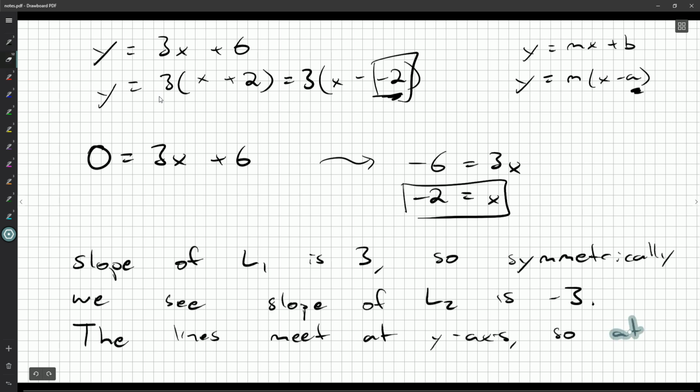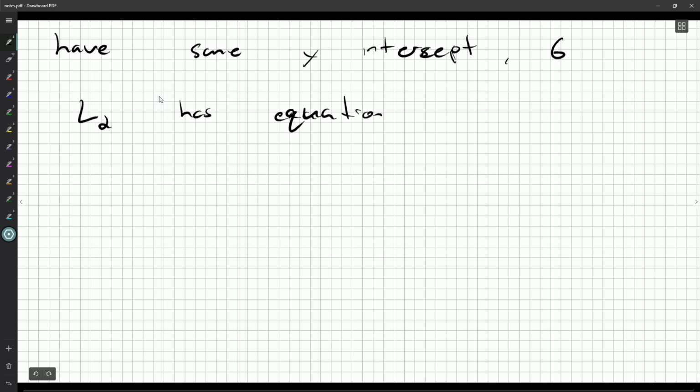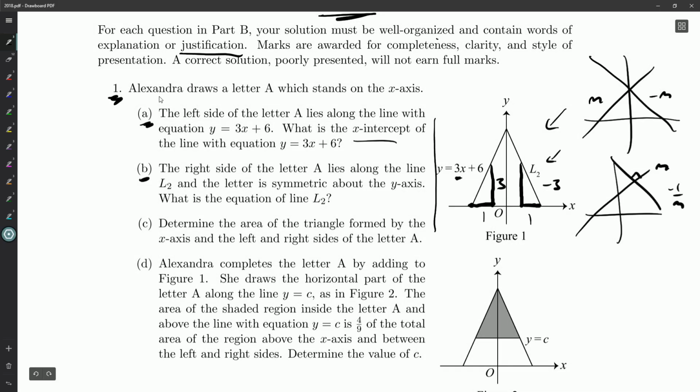So we could say they have the same y-intercept, and that was 6, which I sort of remarked in part A, although we were finding the x-intercept there. It's 6, so L2 has equation y equals negative 3x plus 6. There we go. All right, so that's B part taken care of.